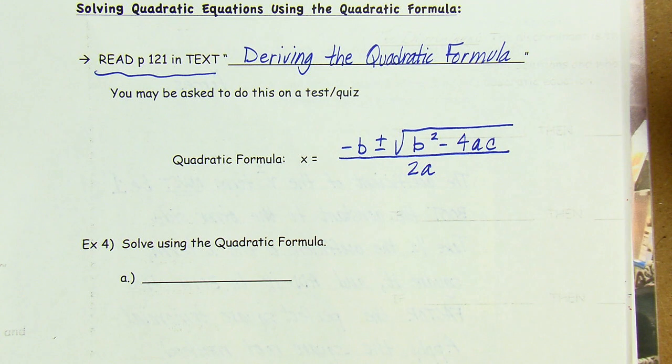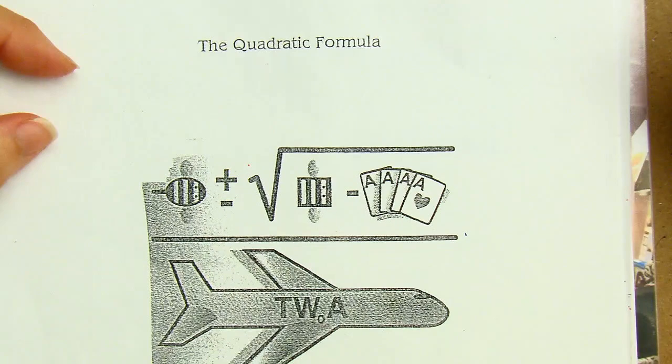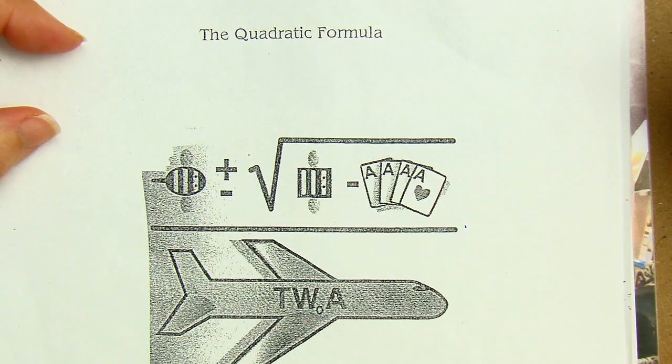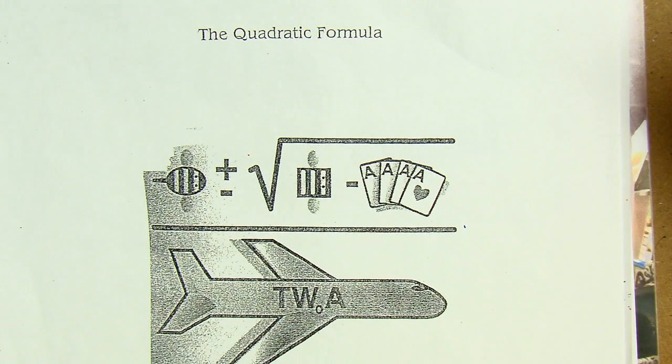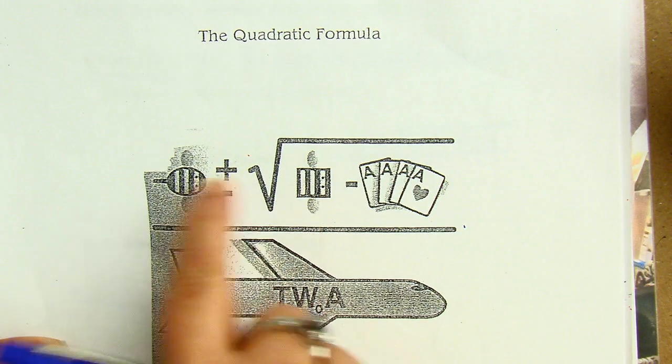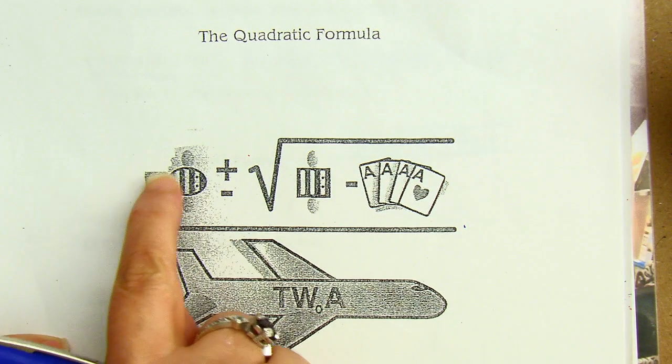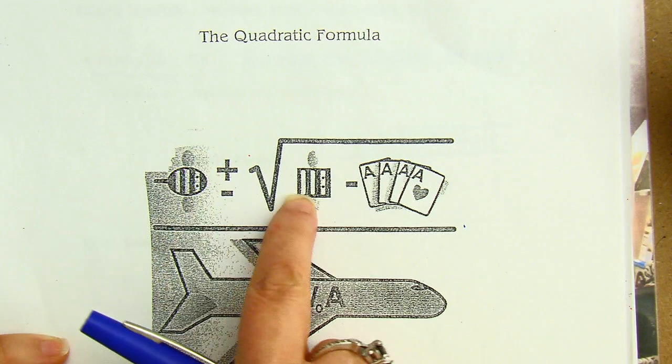On the day of a test or a quiz, I may put this picture up for you. This is the quadratic formula in picture representation, if you will. Notice these are b's, buzz, buzz, b's. This one's got the stinger sticking out. Here's my negative b plus or minus. Look at the shape of this b.